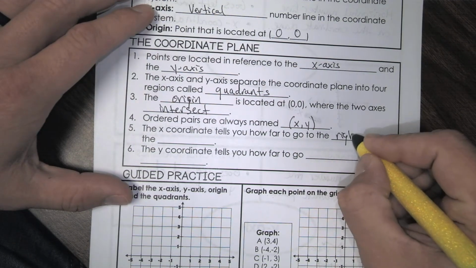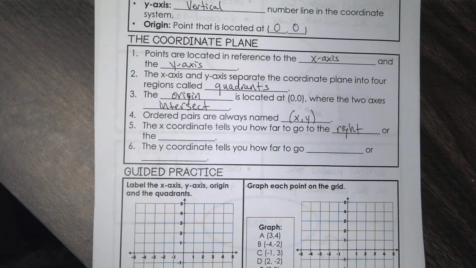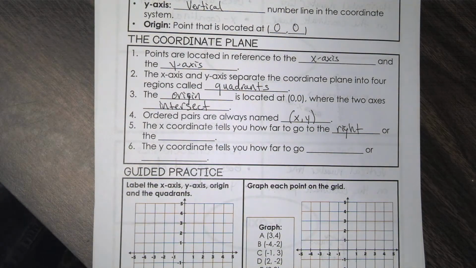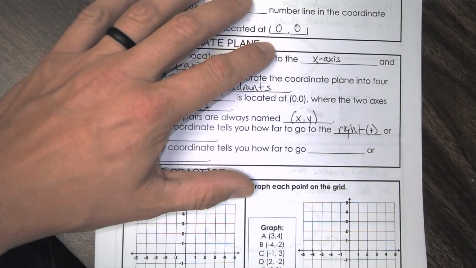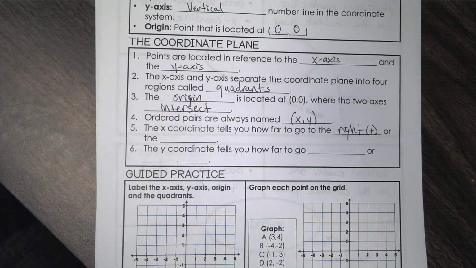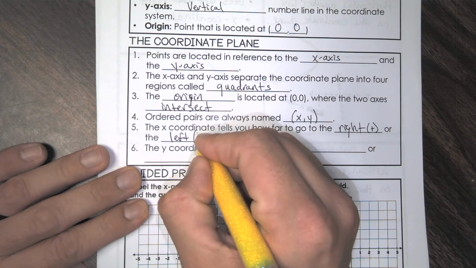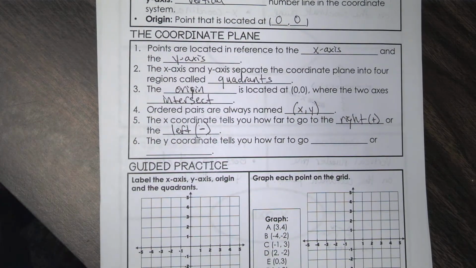So right is all the what numbers? If we're going to the right on a number line, say we're at 0, 1, 2, 3, 4, 5, 6. What do you notice about those numbers? They're positive. So all the numbers on the right side of the x-axis are positive. Everything to the left is what? Negative.